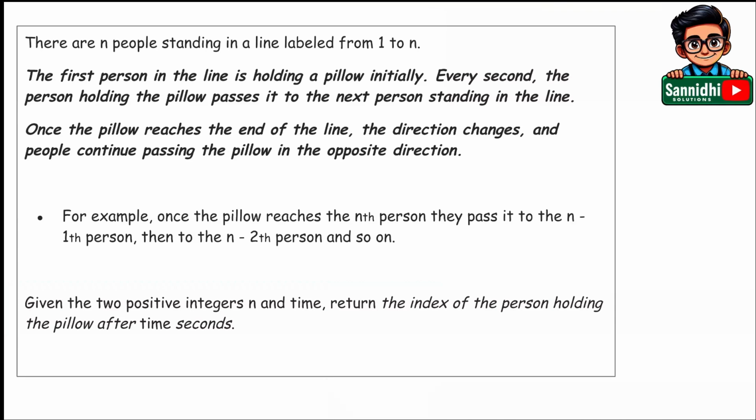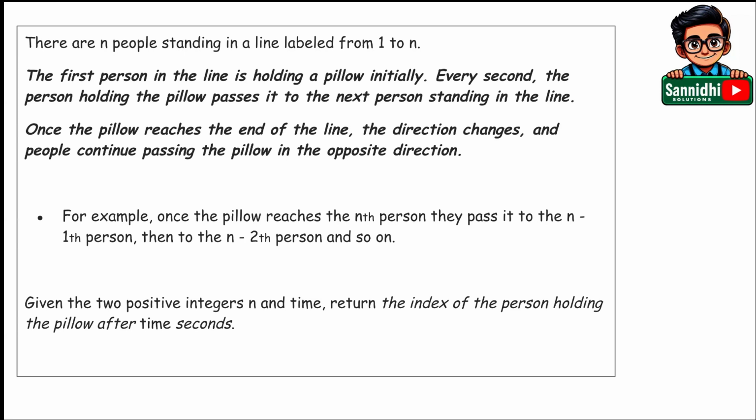So there are n people standing in a line labeled from 1 to n. The first person in the line is holding a pillow initially. Every second, the person holding the pillow passes it to the next person standing in the line. Once the pillow reaches the end of the line, the direction changes and the people continue to pass the pillow in the opposite direction. So for example, once the pillow reaches the end person, they pass it back to n minus 1, n minus 2 and so on, right?